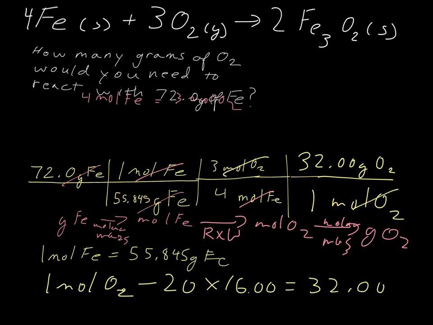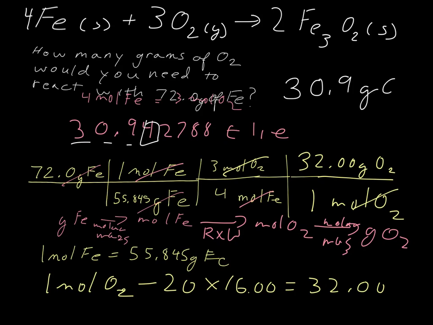And when I do that, I get 72 divided by 55.845 divided by 4 times 3 times 32, and I get a calculator lie of 30.942788. If I look at my sig figs, 1, 2, 3. Round on the basis of the 4. And I get a final answer of 30.9 grams of oxygen is how much oxygen I'd need to react with 72 grams of iron. Ta-da! Let's take a look at another.